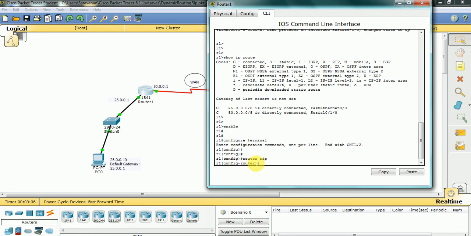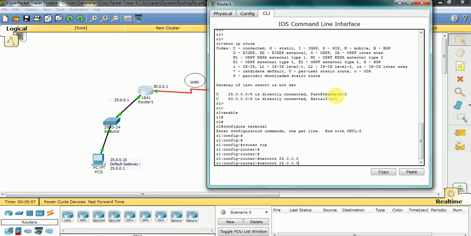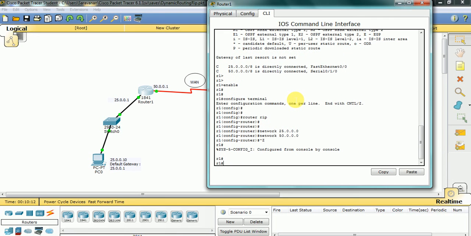Now router rip. Now we have to tell about this 25 network and 50 network. These two networks, by saying here, are going to be advertised to the other routers. So network 25.0.0.0, network 50.0.0.0. Now let us see about this routing table. Control Z to come out from there.